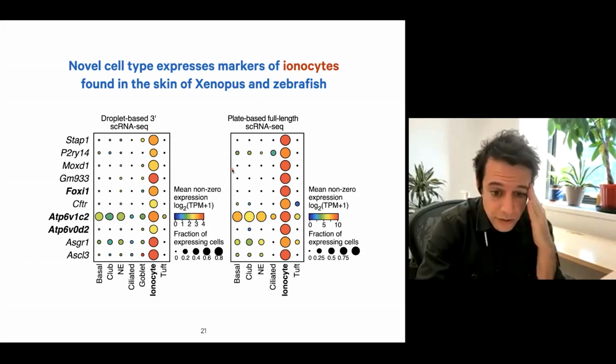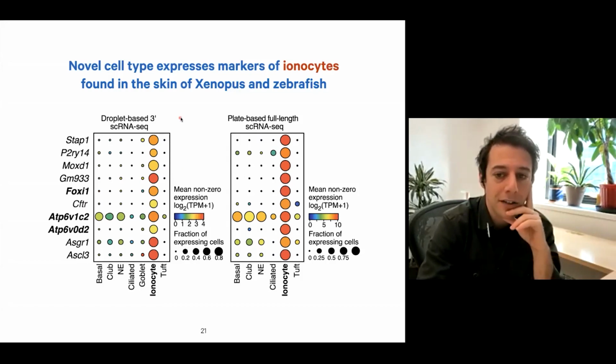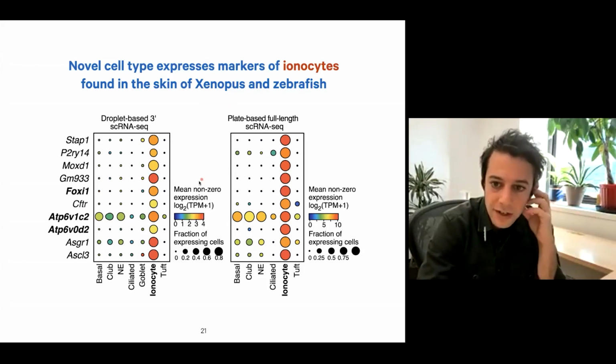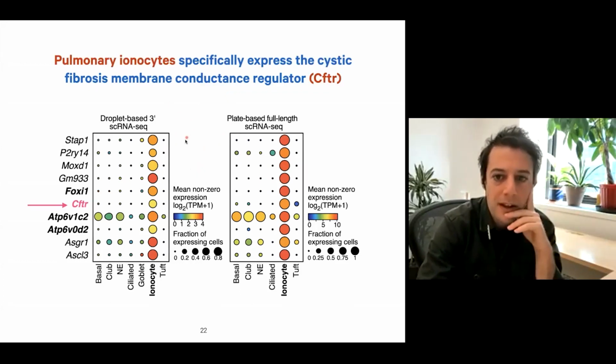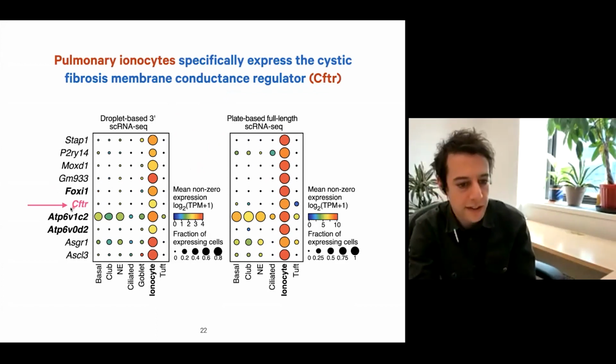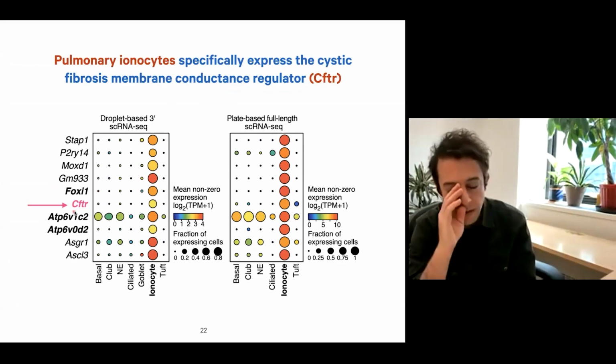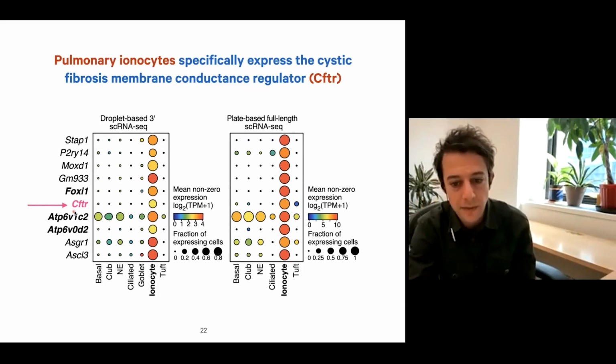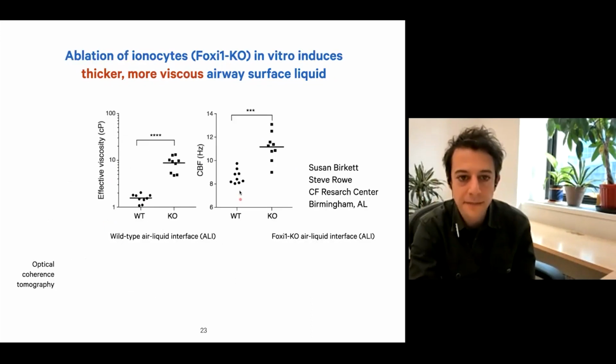And then when we looked at the transcriptome of these FOXI1 positive cells, we found that they express markers of a cell type called ionocytes, which are found in the skin of Xenopus and zebrafish. We found that in two types of single cell seq. So this is droplet-based and this is plate-based, which has a higher coverage per cell, so we can detect things that we might miss in the droplet-based data. But what was very important was that we found that CFTR, which is cystic fibrosis transmembrane conductance regulator, so this is the gene which, when mutated, can give rise to the inherited disease cystic fibrosis, was very specifically expressed in both single cell seq datasets by these ionocytes.